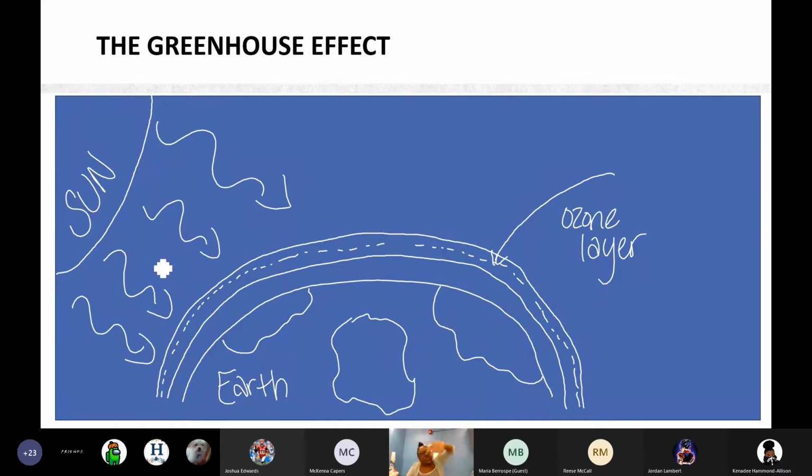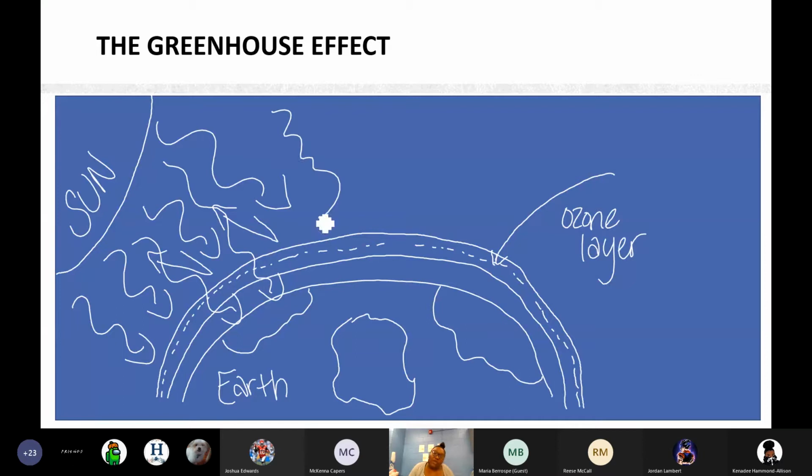When the sun's radiation begins to come towards our Earth, it's important for us to know that some of this radiation is going to be absorbed. That means soaked up. Other parts of that radiation are going to be reflected back. That means it's going to bounce back. But then some of that radiation will be allowed to come in. Yes, the ozone layer allows some of that radiation to come in.